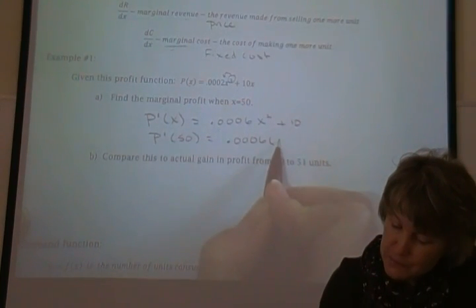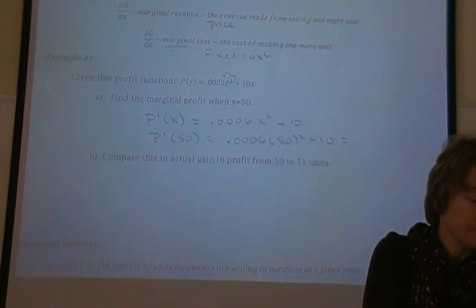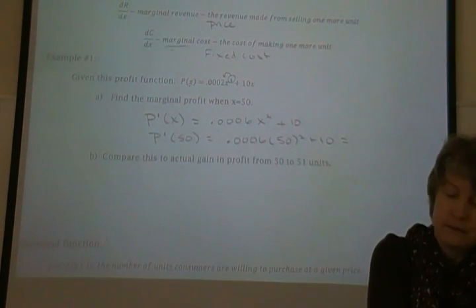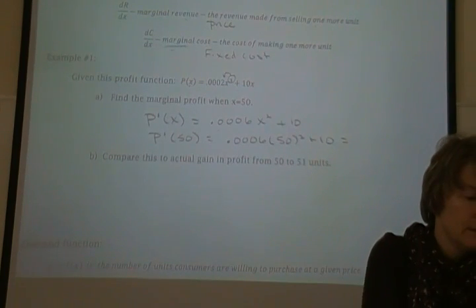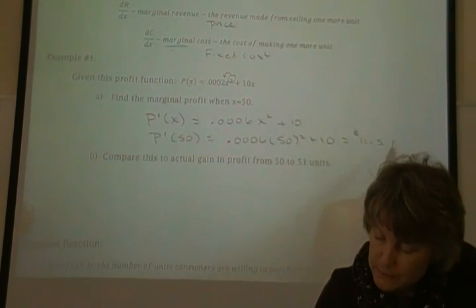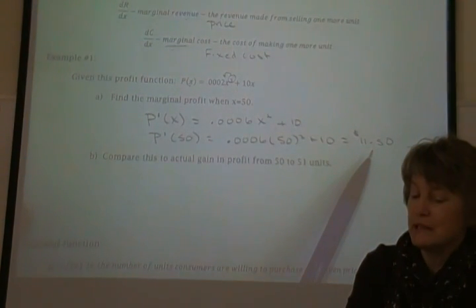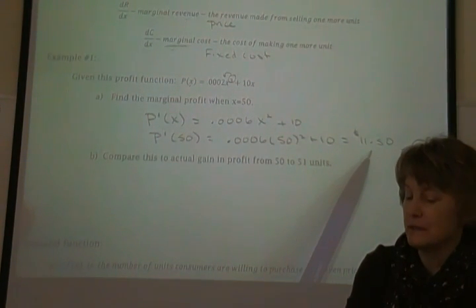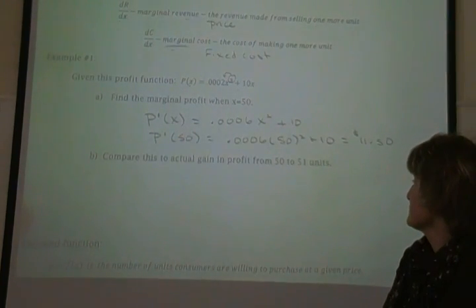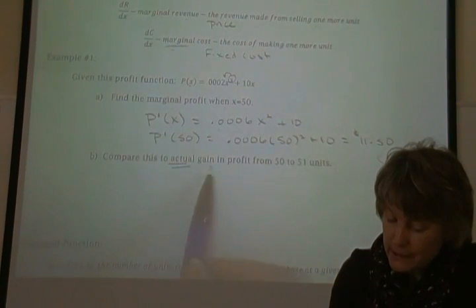So that's 0.0006 times 50 squared plus 10. And so when I calculate that out, I get $11.50. So if I make the 51st unit and sell it, my marginal profit says I'll make $11.50 more.